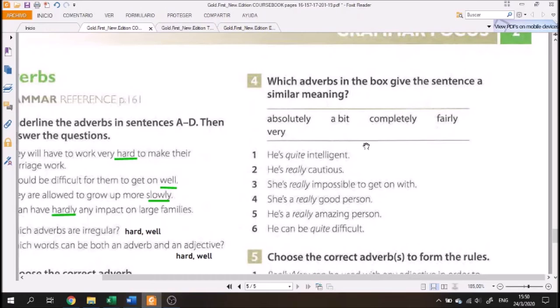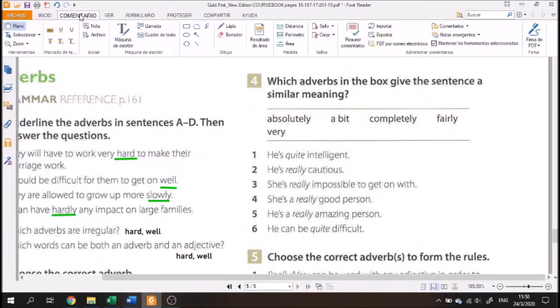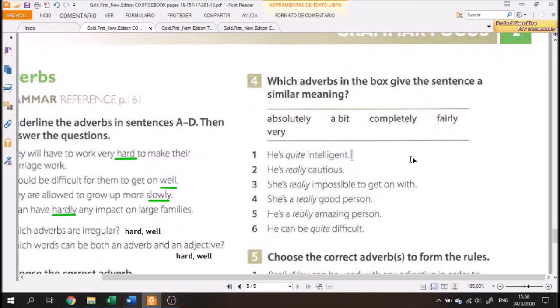Which adverbs in the box give the sentence a similar meaning? So, with which adverb can we replace quite in number one? In this case, we can say, instead of quite, fairly. In Spanish, we would say like apenas. What about number two? Instead of really, what can we replace really with? What do you think? We can use very instead of really in this case. And in number three, what can we replace that really with? Not with very. We have already used it. Completely or absolutely.